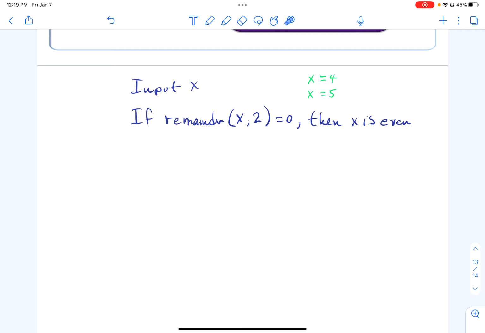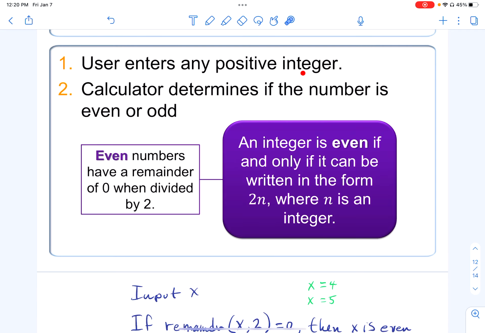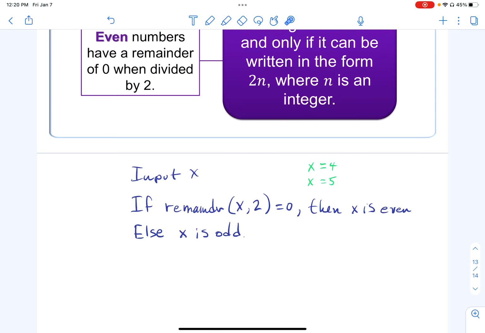So I have to code for what happens if this condition is not satisfied, and I separate that with the word else. Else x is odd. So now let's again test it with this number 5. If we plug that 5 in here, we said the remainder is 1. This part is ignored, and it goes to the else statement, and it says that 5 is odd, which is a true statement. So that's it. These are the conditional statements that we need to build into the calculator. And just keep in mind, we need to ask them for a positive integer here, right? Because that's what the condition of the problem was.